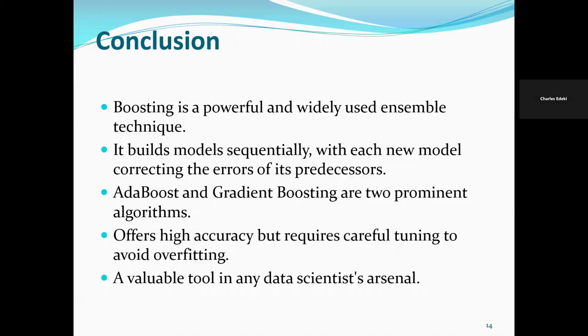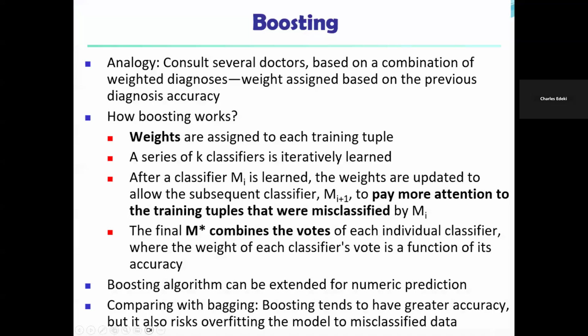This hyperparameter tuning can also help us overcome the overfitting issue. Also, boosting in general is computationally intensive, the same as bagging, or computationally very costly. Okay, so that's all we can say. Lastly, it's a valuable tool in any data scientist's arsenal. I think the same thing is said of bagging. So that's an example for boosting.